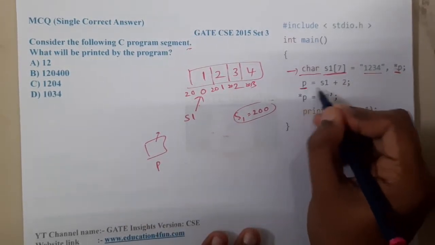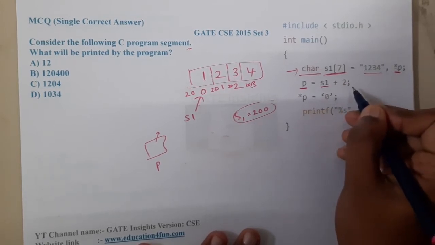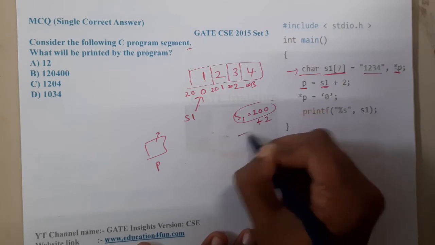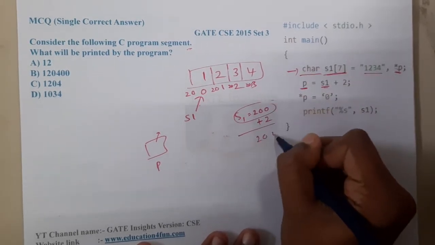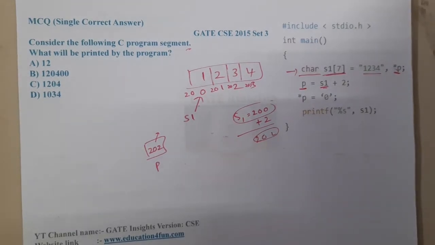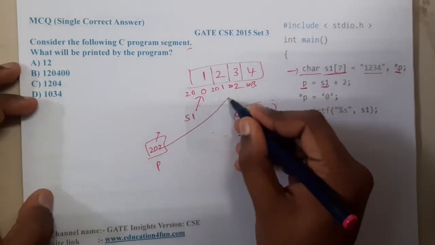Now p is equal to s1 plus 2. So what is s1? It is 200. If you add 2 to 200, it will become 202. So this value you are storing here, 202. Got it? So indirectly this pointer is pointing to this 3.